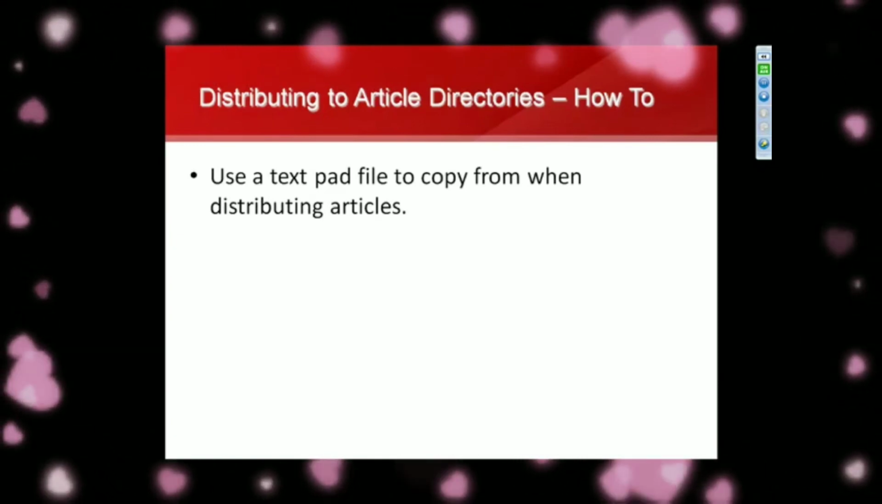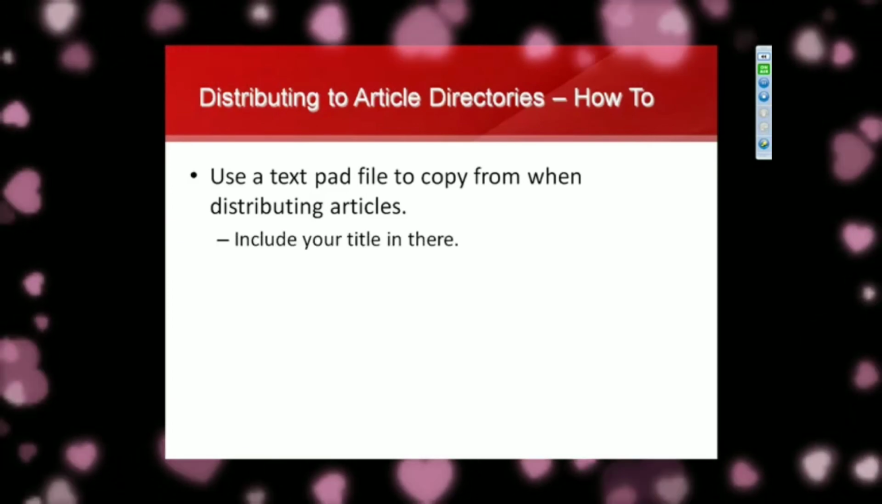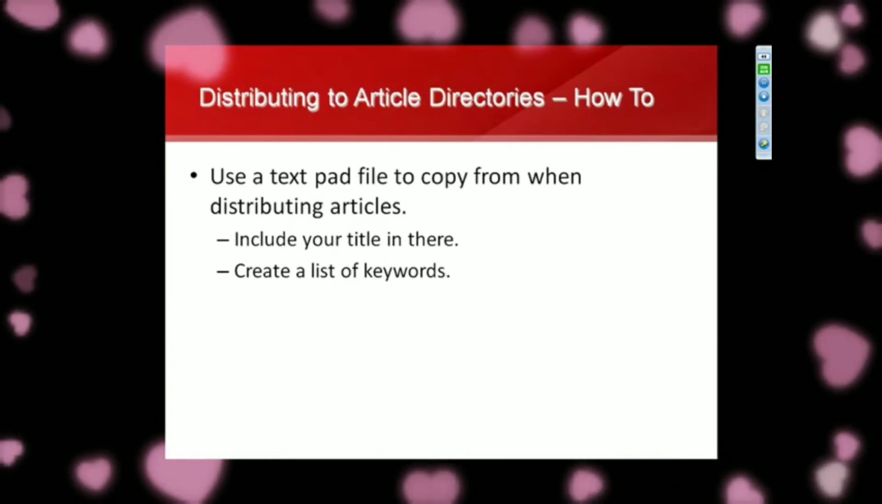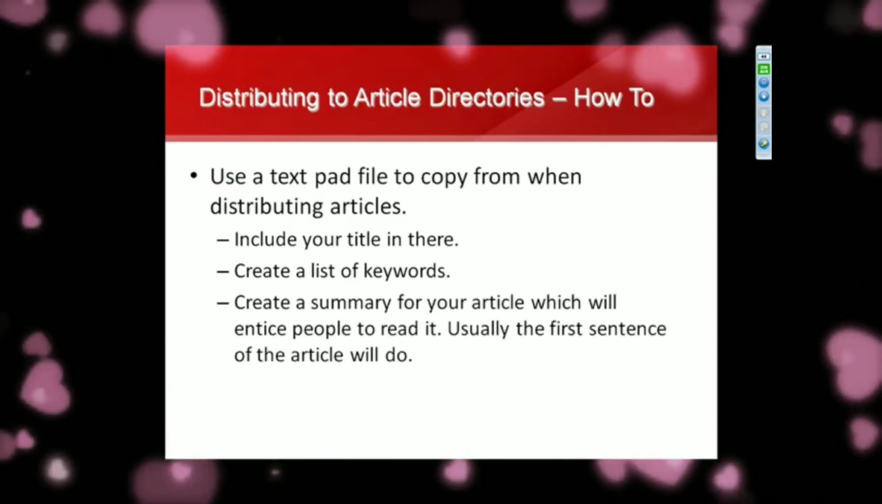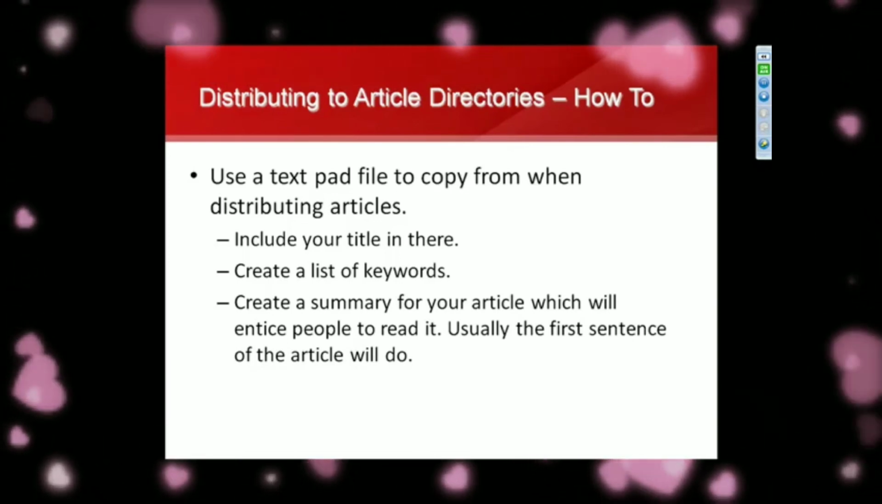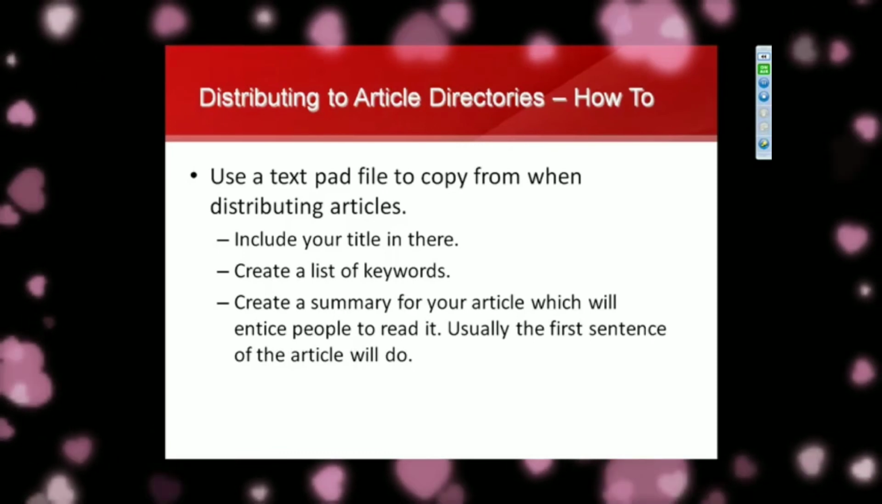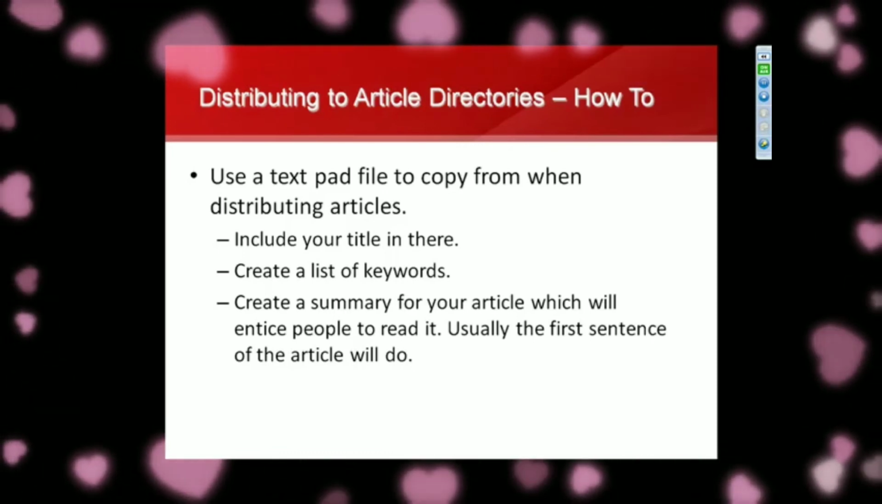Here's a brief little how-to of distributing to article directories. You want to use a TextPad file to copy from when you are distributing articles. So you want to include your title in the TextPad document. You want to create a list of keywords related to your article. And you want to create a summary for your article which will entice people to read it. Usually the first sentence of the article will do just fine. So it's the first sentence of the article. It will work just great for you usually as far as the summary.